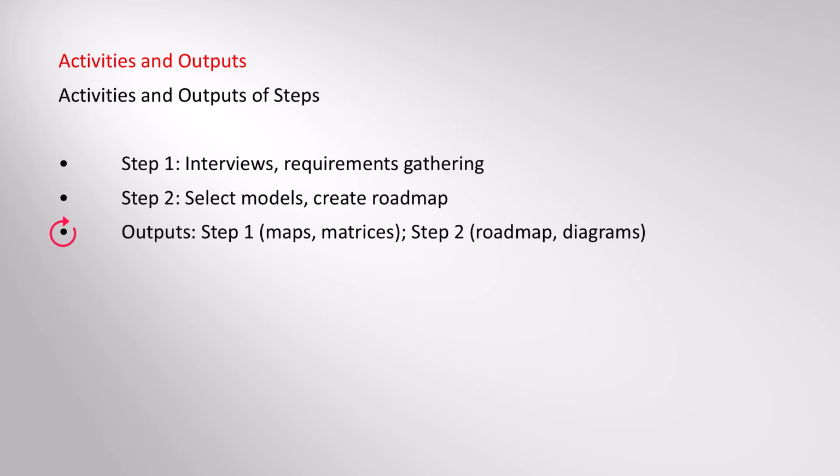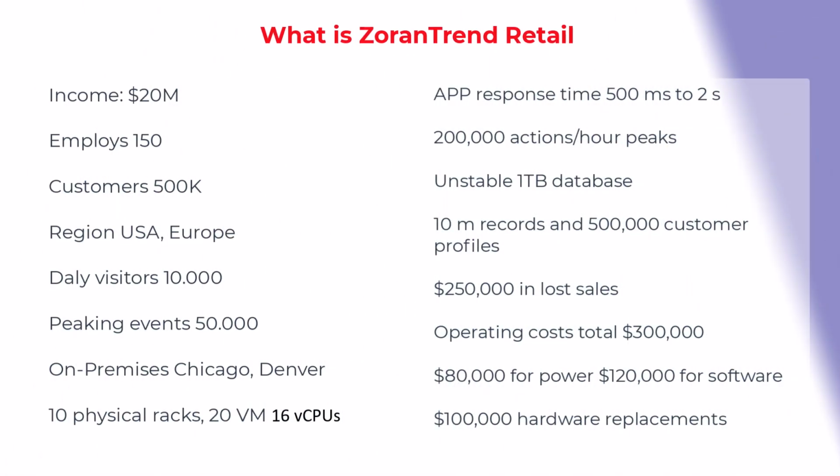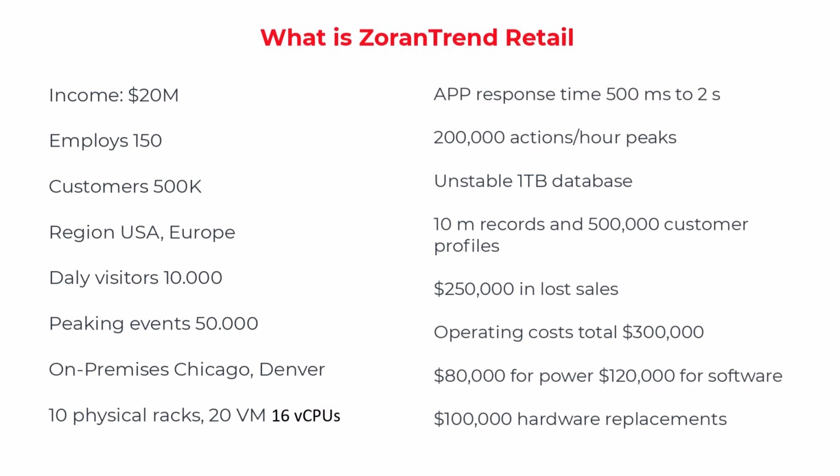Outputs also vary. Step 1 yields documented business objectives, technical requirements and constraints, stakeholder maps, traceability matrices, and risk registers. Step 2 delivers a cloud adoption roadmap with selected services, timelines, and governance policies, often visualized in architecture diagrams or project plans. Let's say that you are asked to create a project and implementation plan as a cloud solutions architect for the Zoran Trend Retail online sales company.